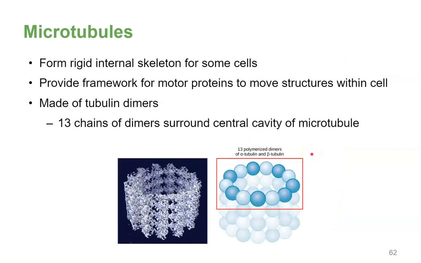Microtubules, again, are mostly just for movement during cell division. They are very large. They form a tube, a hollow tube, and they are made up of tubulin, so that's why they're called microtubules.